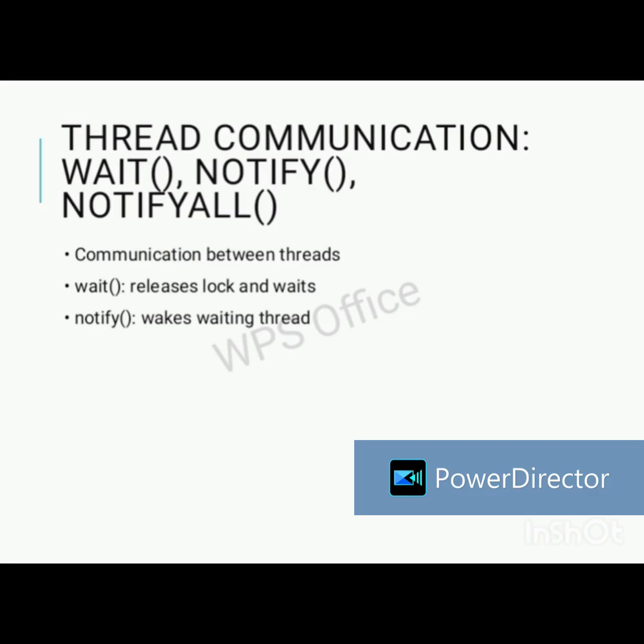First one, wait, causes the current thread to wait until another thread invokes notify or notifyAll on the same object. It releases the acquired lock and puts the thread in a waiting state. Second one, notify, wakes up a single thread waiting on the object's monitor. If multiple threads are waiting, one is selected. Third one, notifyAll, wakes up all the threads waiting on the object's monitor.